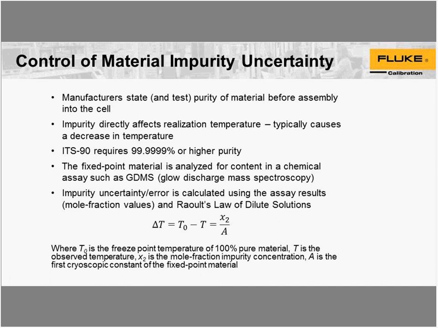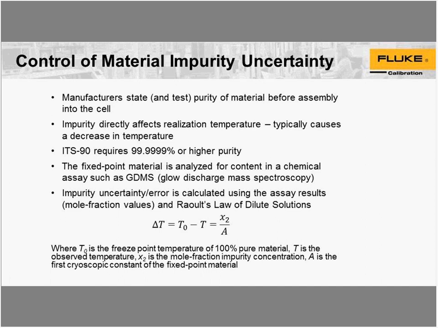And when the manufacturer takes the impurity results, you can estimate what the impurity relates to temperature-wise by using Raoult's law of dilute solutions. The equation has the change in temperature on the left side, and there are different ways of using it. You can do delta T through a slope of the melt plateau or freeze plateau. You can also take the reaction impurity concentration and divide it by the first cryoscopic constant of the fixed point material to calculate a delta T. I'll show you an example of this in a minute.